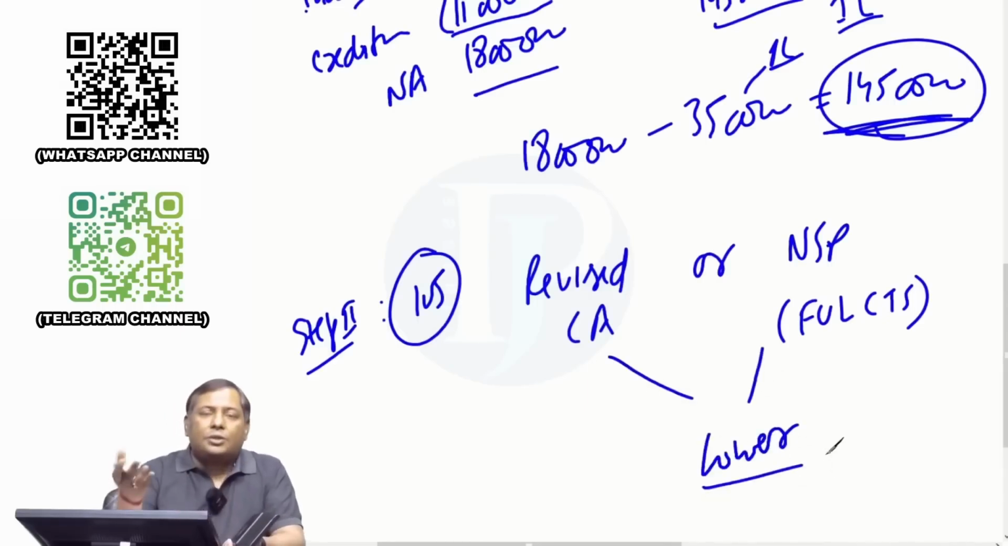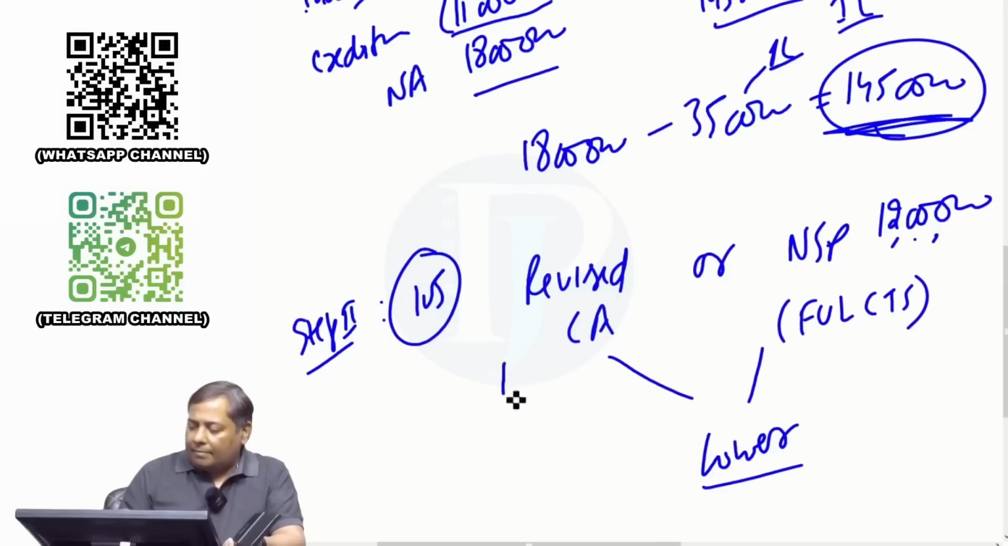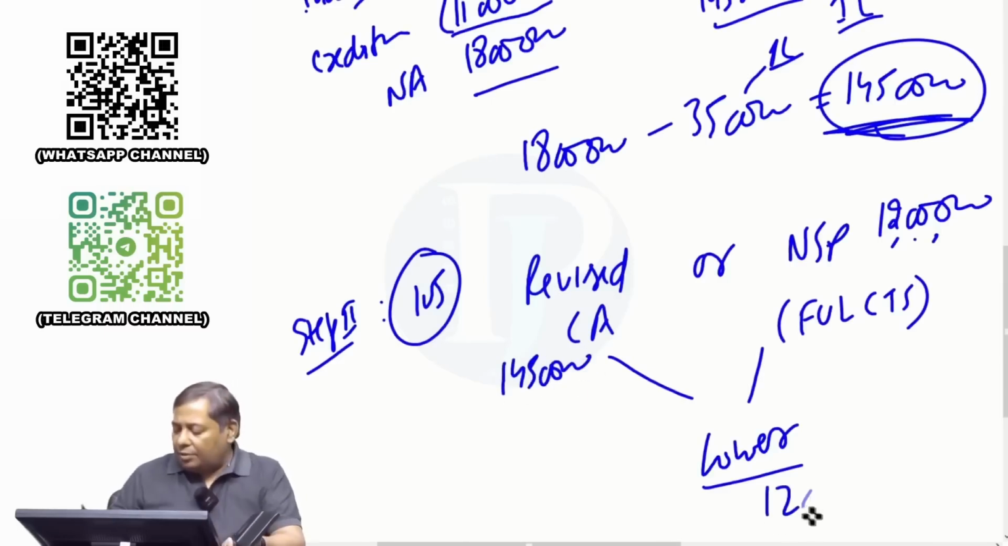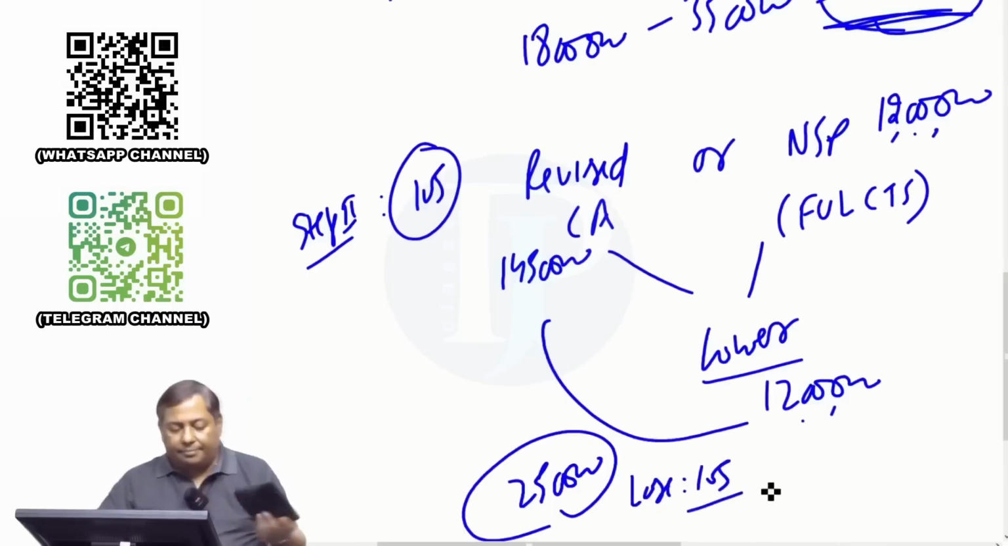We found out the NSP of the disposal group. So we found out that its NSP is 12 lakhs. Revised carrying amount is 14.5 lakhs. Whichever is lower, 12 lakhs. Impairment loss is 2.5 lakhs. So this loss of 2.5 lakhs is of 105.